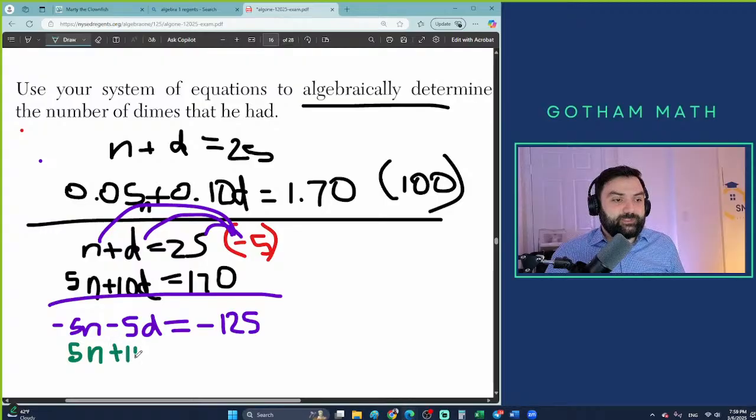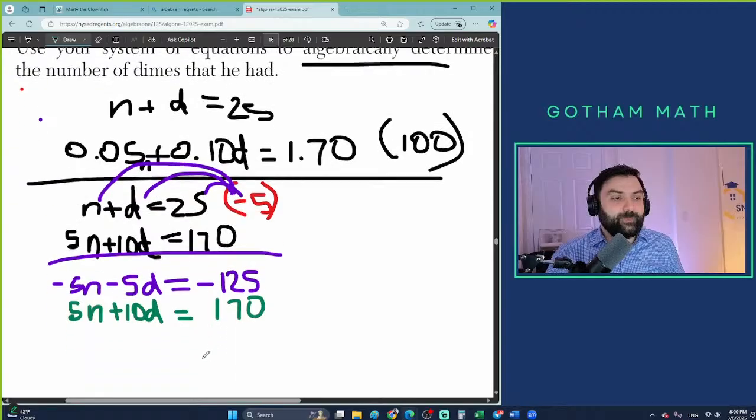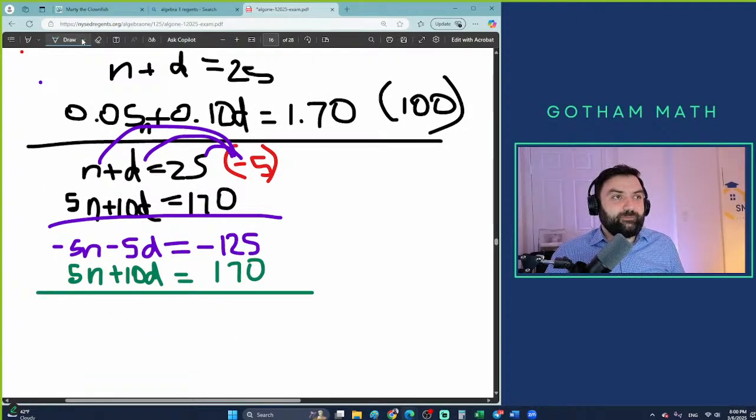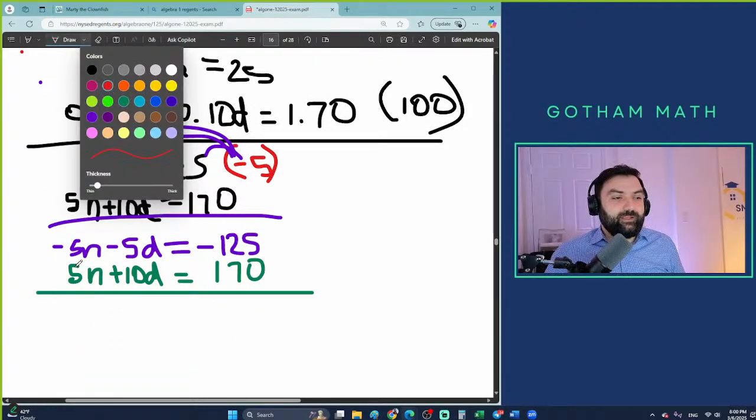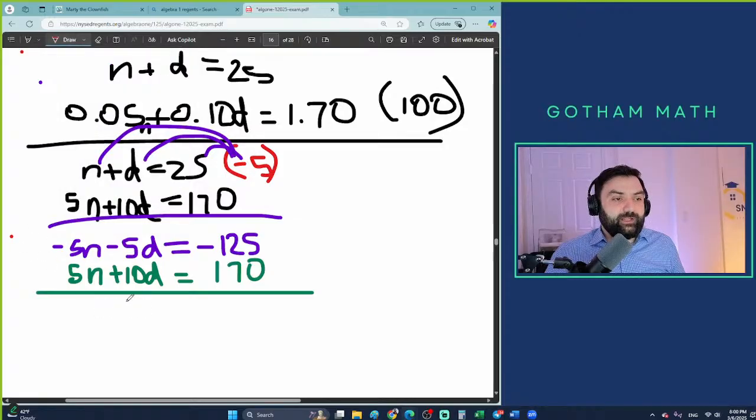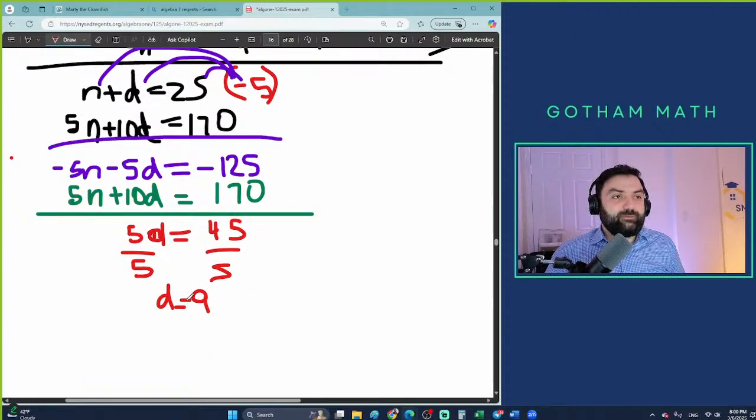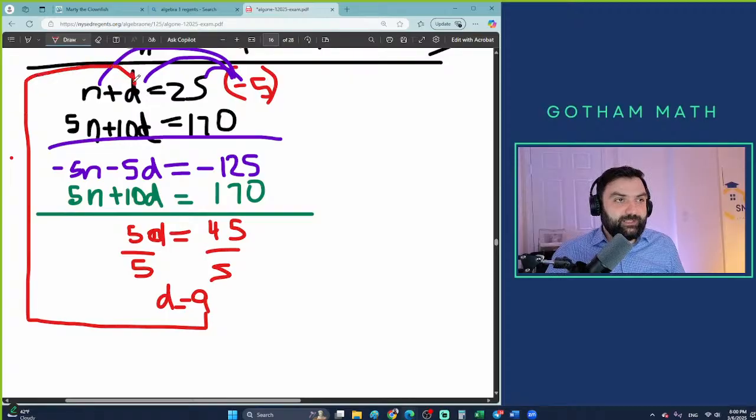The bottom equation, I'm just copying. 5n plus 10d equals 170. Now I'm combining like terms, and I'm going to eliminate the n's, and I'm going to have 5d equals 45, which means that when I divide by 5, I'm going to get d equals 9. If I have d equals 9, I can go back. So there are 9 dimes. That's what it means, 9 dimes.